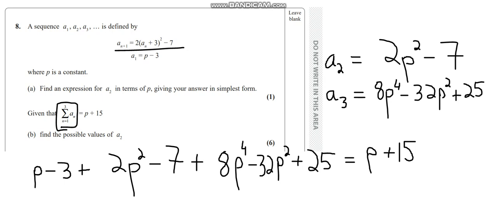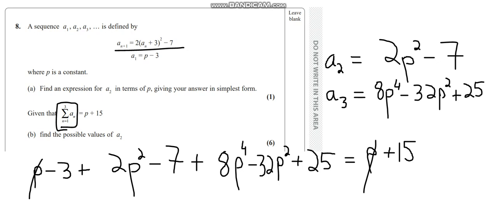So this is the final equation: p minus 3 plus 2p square minus 7 plus 8p to the power 4 minus 32p square plus 25, and that's equal to p plus 15. And they ask us to find the possible values of a2. The very next thing we'll do is simplify or cancel the like terms, which is p here, the positive p. If we take it to the other side, it will become negative, so we'll cancel p from the other side.